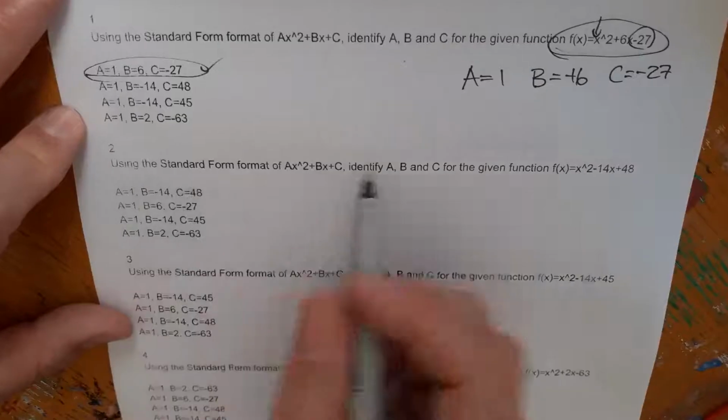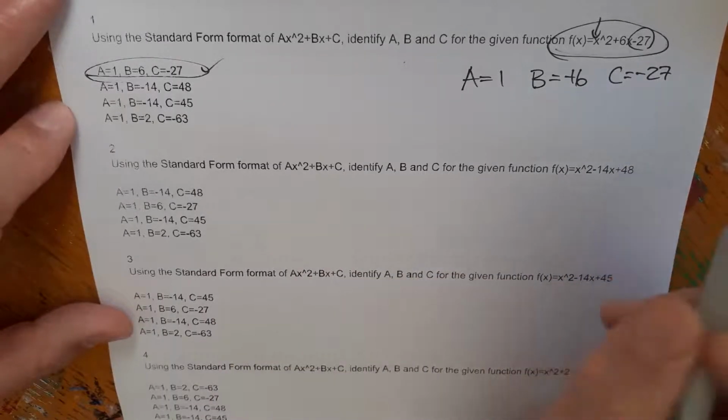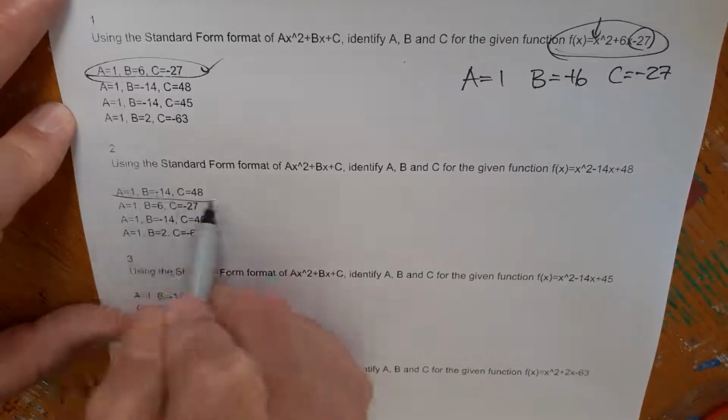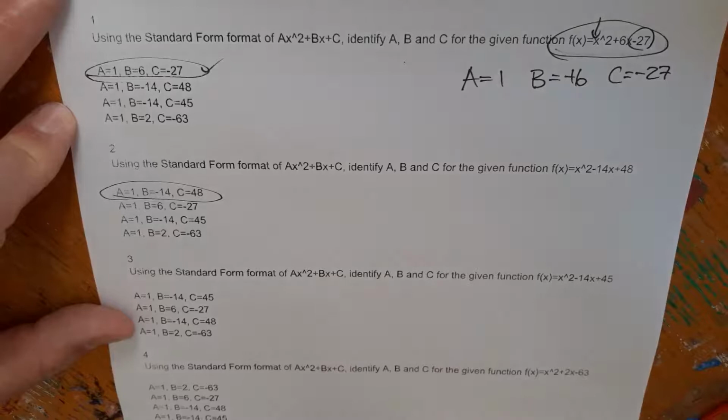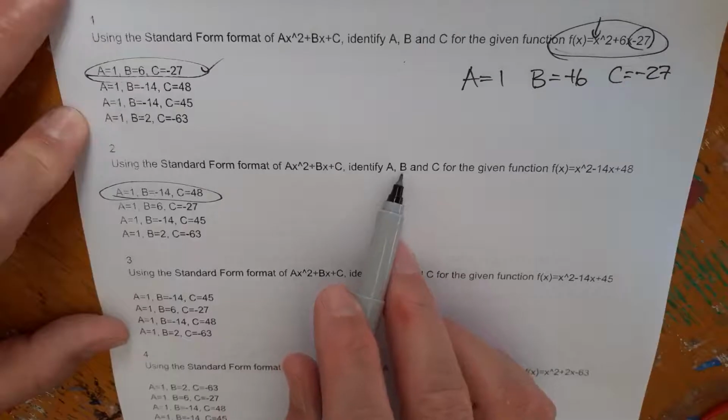The next one is the same. 1, negative 14, positive 48. And I've done it before, so this is kind of review. This is just setting us up to get ready for completing the square. Because we need that b, we're going to divide it by 2 and add it to both sides.